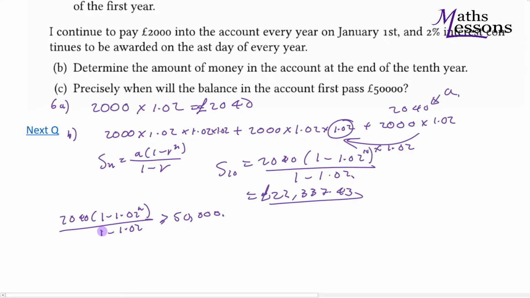So if I times that by the difference between this, which is minus 0.02, then divide by 2,040, we will get 1 minus 1.02 to the n will be less than or equal to minus 0.490196 and so on, because the sign is flipped because we times by a negative number here. So take 1 off both of those, so I get minus 1.02 to the n is less than or equal to minus 1.49 and all the rest.